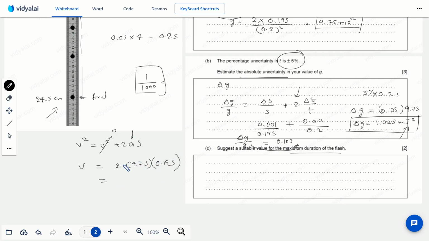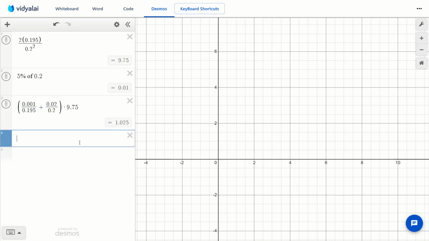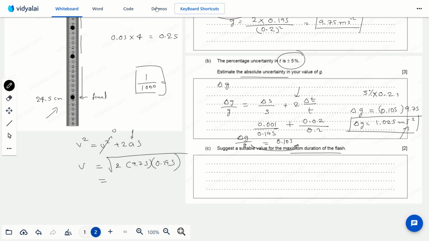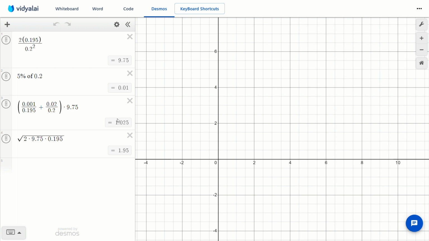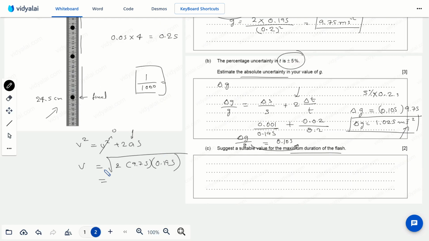Okay. So we need to multiply all these things and then take the square root of everything. So square root of 2 times 9.75 times 0.195. Is that what it is? Yes, it's correct. So we're getting 1.95. So that's how fast it's moving at its final position.